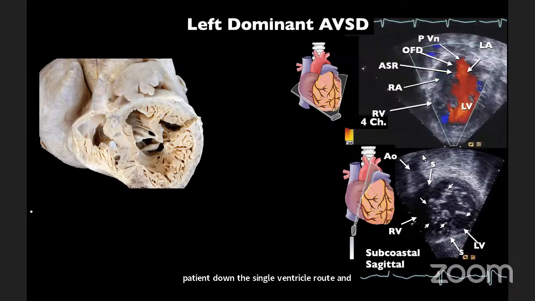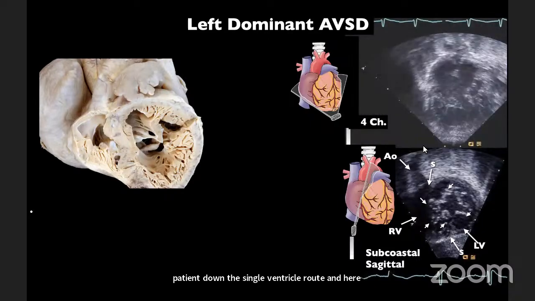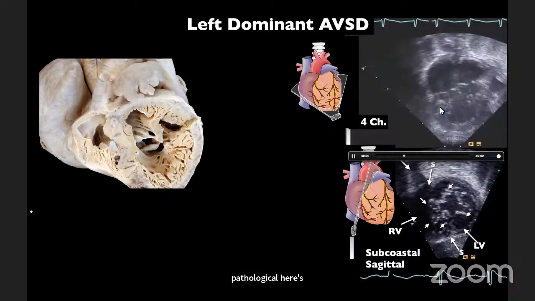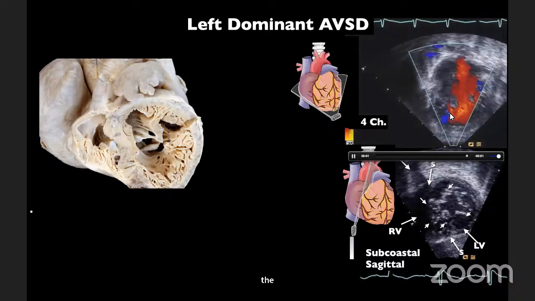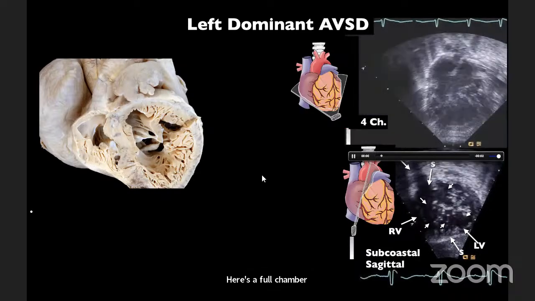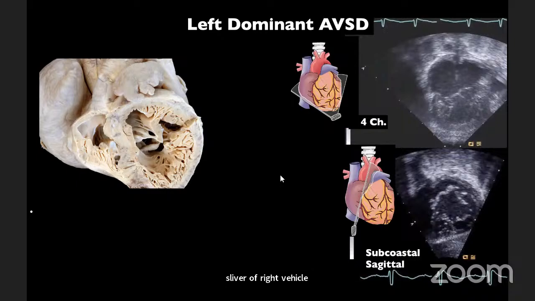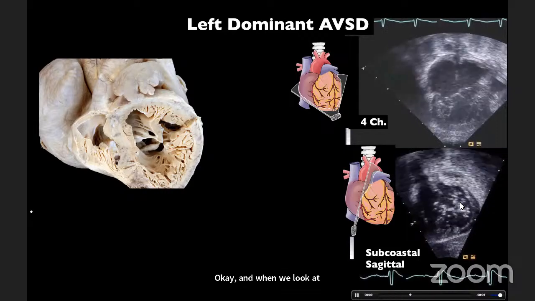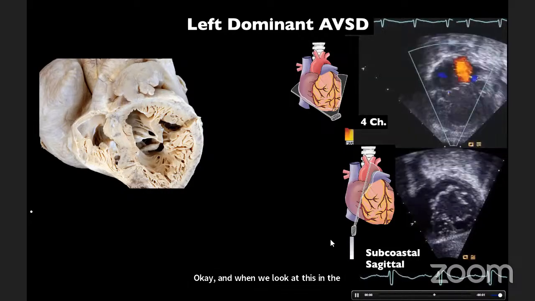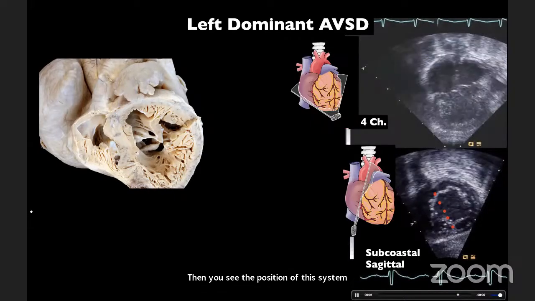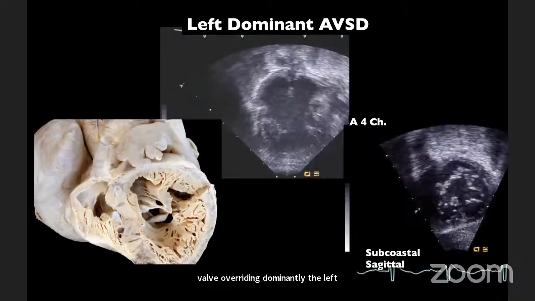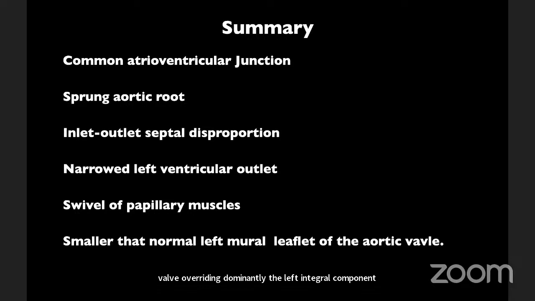And here's another example of a left dominant AV septal defect, pathological. Here's the left ventricle, here's the right ventricle, here's a 4-chamber cut. Again, a small sliver of right ventricle. And when we look at this in the subcostal cut, there you see the position of the septum, with the valve overriding dominantly the left ventricle component with a small component in the right ventricle. And I put the dots in to show you where the septum is. I'll take that away and let you look at that.